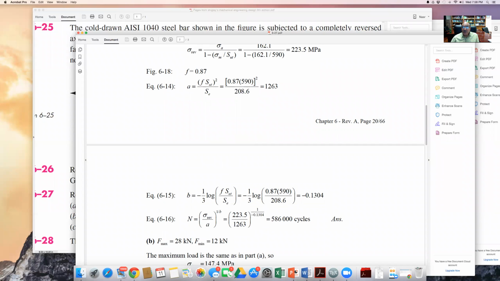So I think with this, we have a series of problems that show us how we can apply the factors of safety against static yield, against fatigue, high cycle fatigue, and also checking to see if we have infinite life.